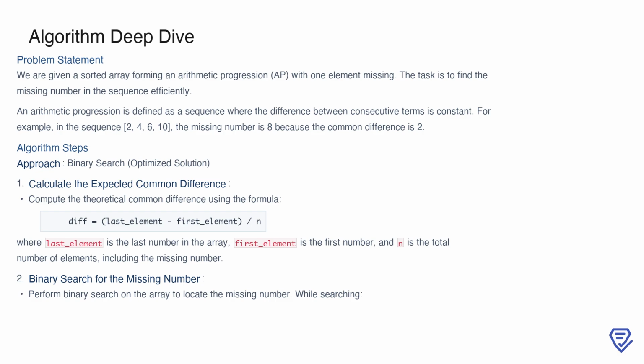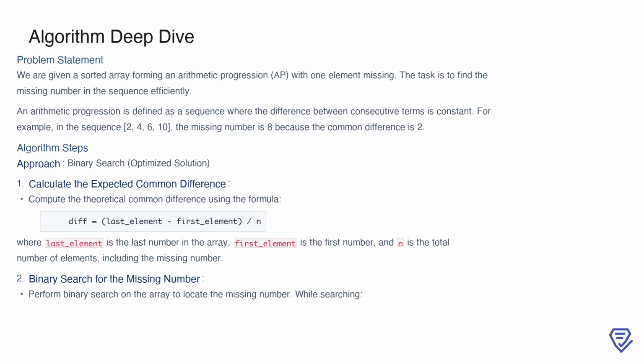In this problem, we are given a sorted array that represents an arithmetic progression, but one element is missing. Our goal is to find that missing number efficiently. An arithmetic progression is a sequence where the difference between consecutive terms remains constant. For example, in the sequence 2, 4, 6, 10, the common difference is 2, and the missing number is 8. To solve this problem, we'll use an optimized approach based on binary search.